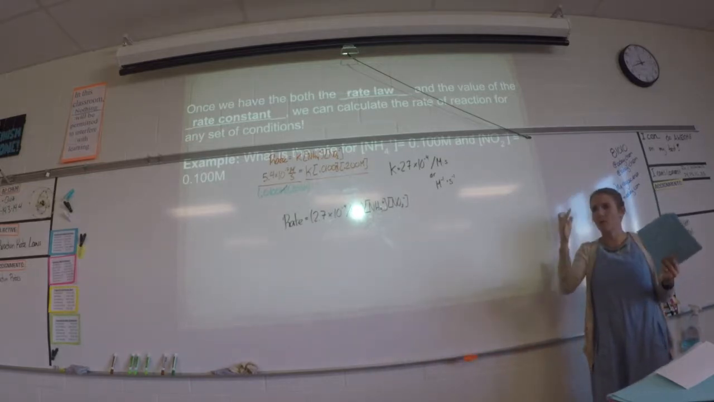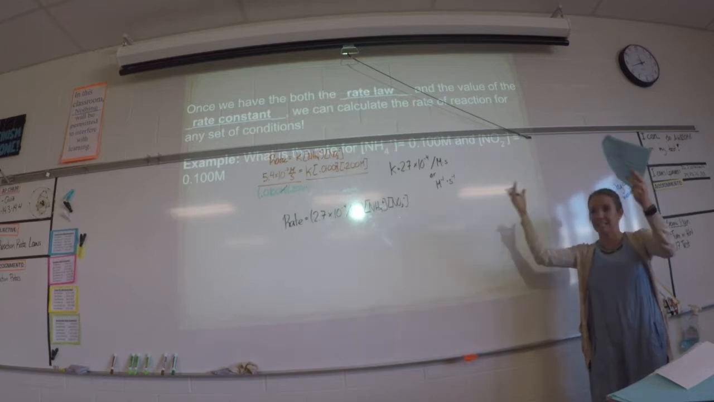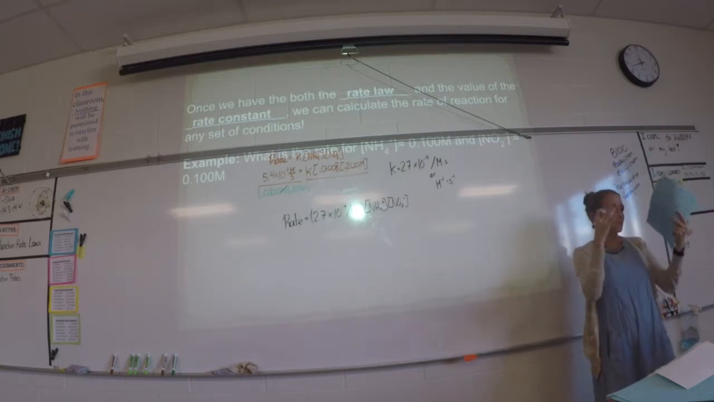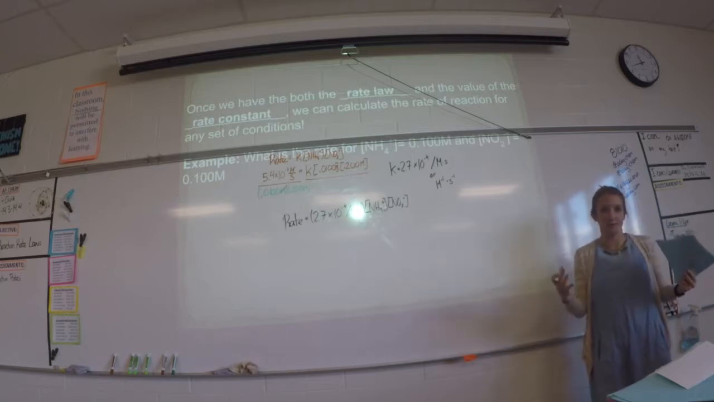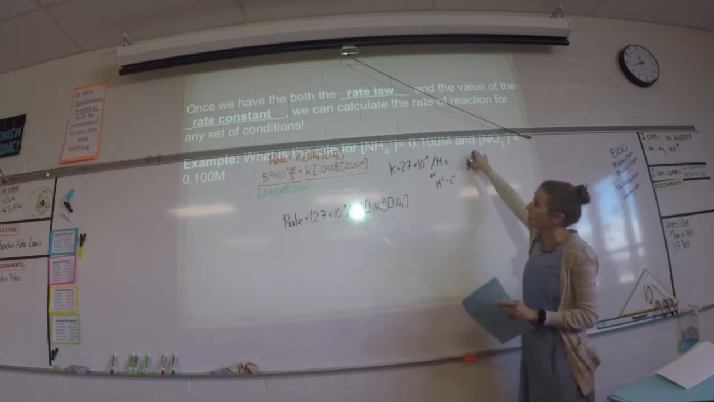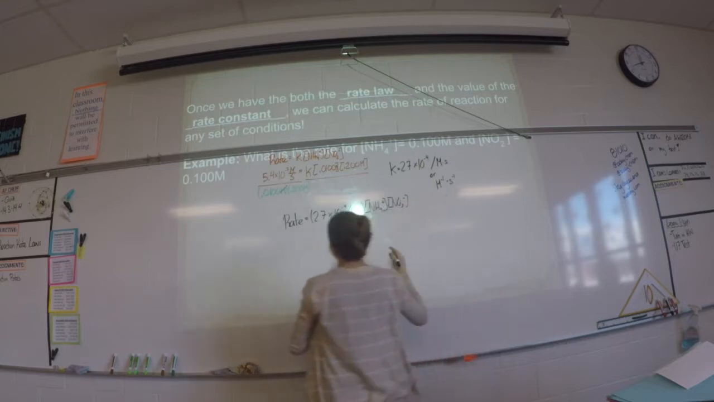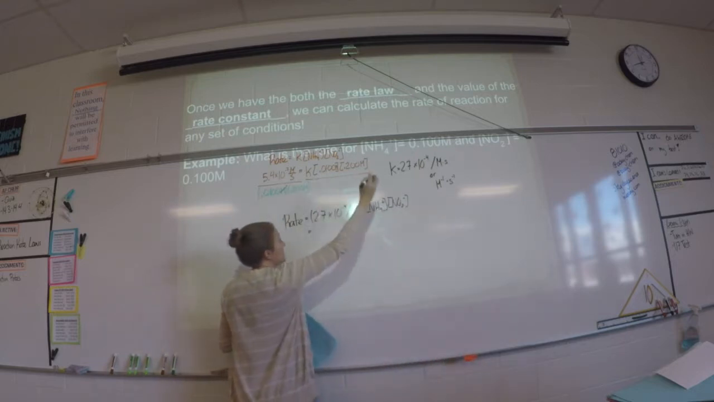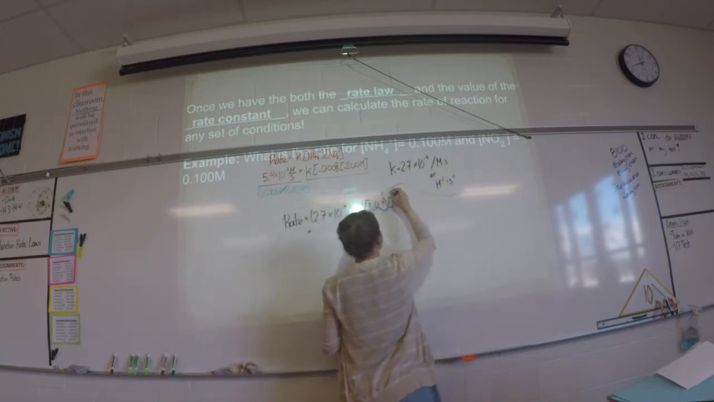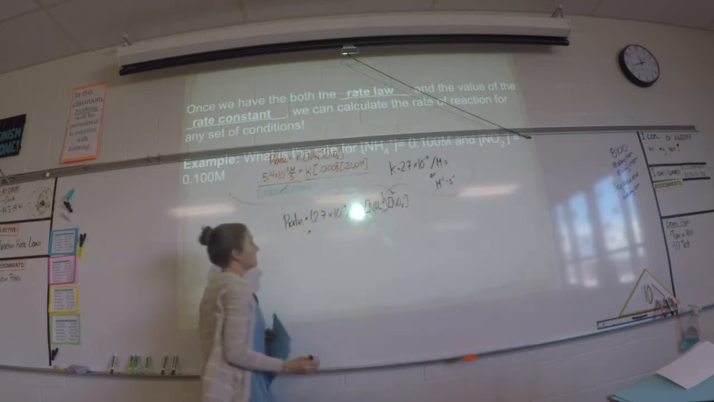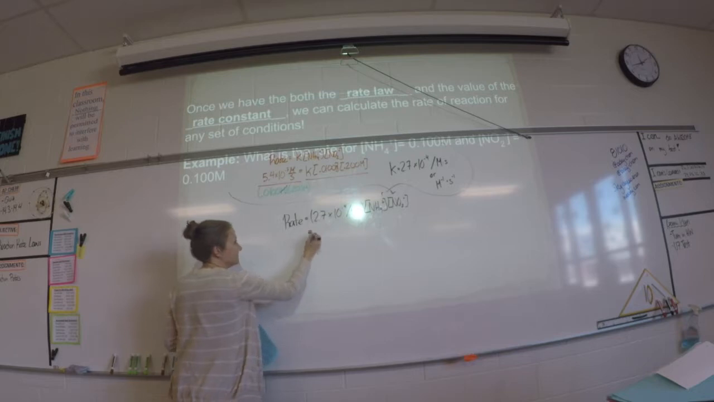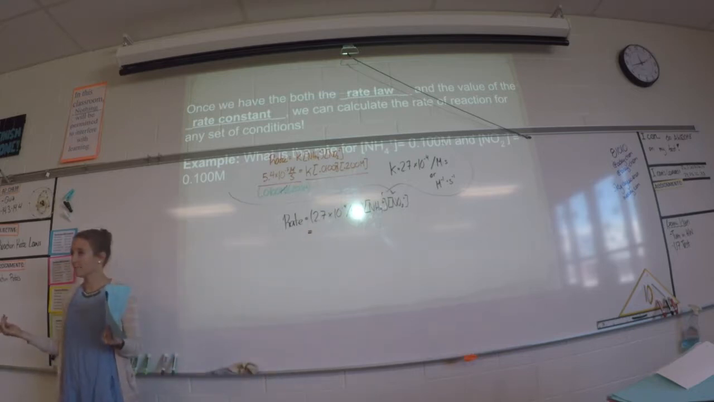It's kind of a weird cycle, I guess. You have to get data to get a rate law, but then once you have the rate law, you don't have to get any more data because it gives it to you, right? So in this one, we just want to know what is the rate if these are my initial concentrations. So you simply would plug these in to here and then work it out.